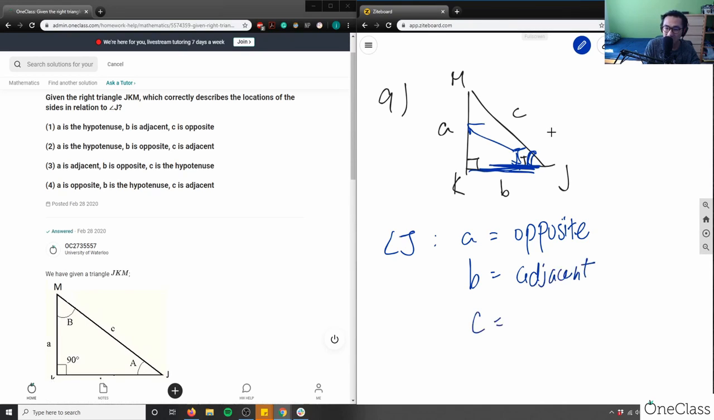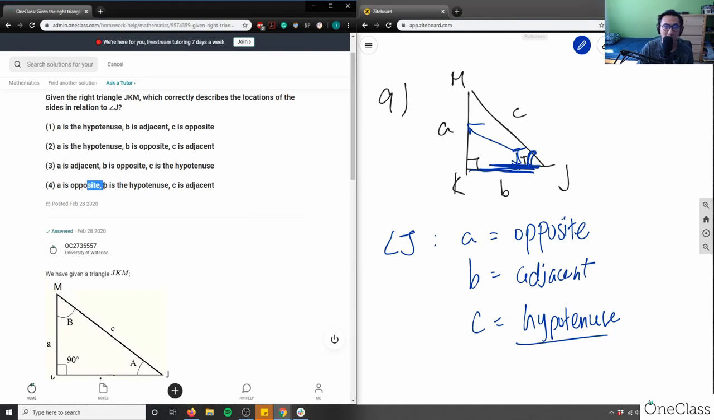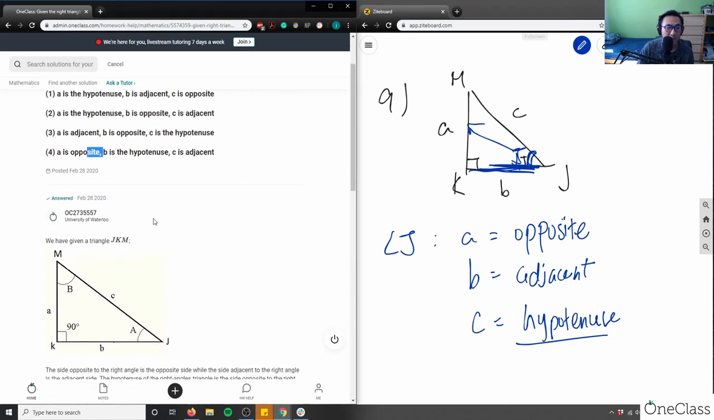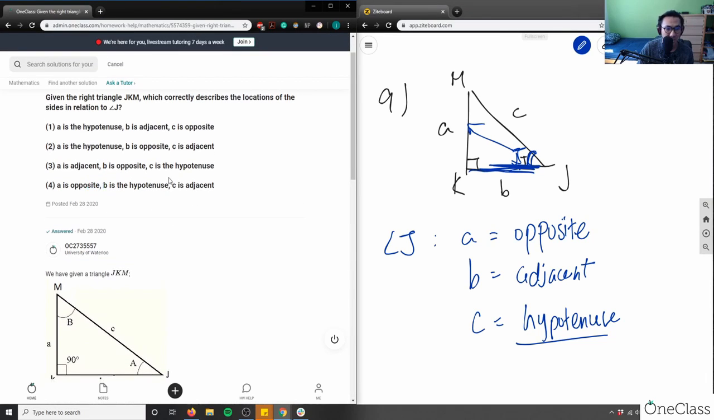And then C, the last one that's left, is my hypotenuse, right? The longest side. So this is my hypotenuse. Now I have to find which option matches. A is opposite, B is hypotenuse, B is adjacent, C is hypotenuse. So let's see here. A is opposite. That's good. B is hypotenuse? Or no, B is adjacent here.